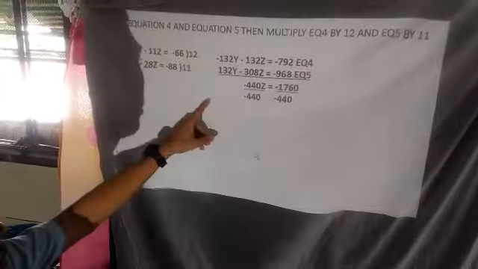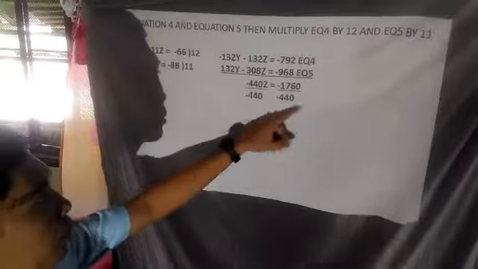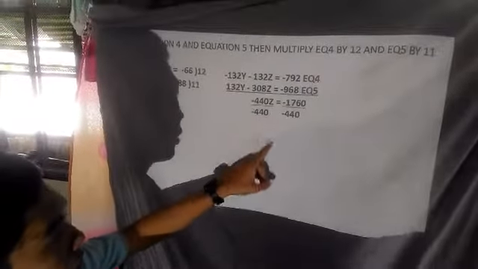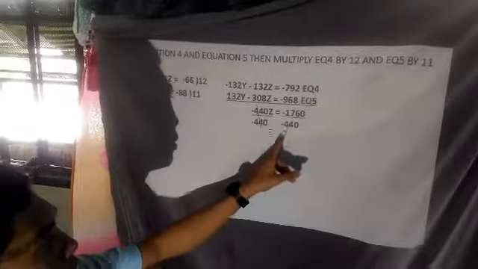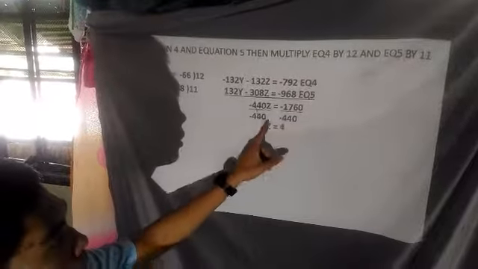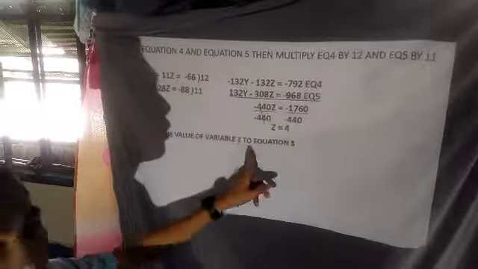So we cancel the y and divide both sides by negative 440, so you can get your z. So negative 1760 divided by negative 440, so our z is 4. So we get our z.